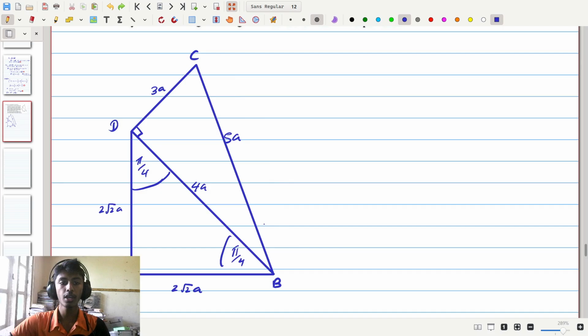Now additionally, we don't know this angle, but we can call it theta, and we can see from the triangle that the sine of theta is equal to 3a over 5a, which is 3 over 5, and the cosine of the angle theta is equal to 4 over 5.